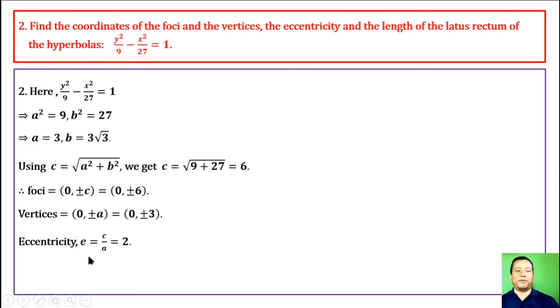Eccentricity e is given by c by a. c is, in this case, 6. a is, in this case, 3. 6 by 3 is 2. The length of the latus rectum is twice b square by a, giving b square 27 and a equal to 3, we get 18.